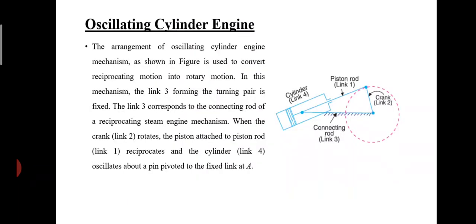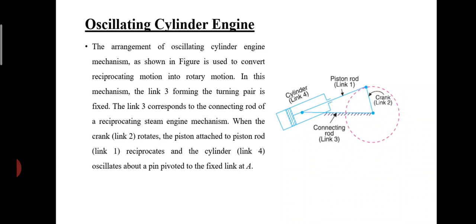Now the oscillating cylinder engine. The arrangement of the oscillating cylinder engine mechanism, as shown in the figure, is used to convert reciprocating motion into rotary motion. In this mechanism, the link 3 forming a turning pair is fixed. Here the connecting rod is fixed. In the Bull engine, the cylinder is fixed, and here in the oscillating cylinder engine the connecting rod is fixed.